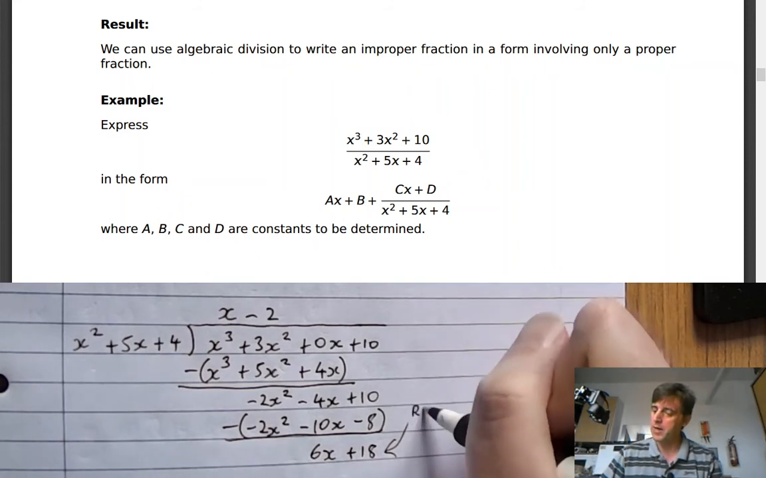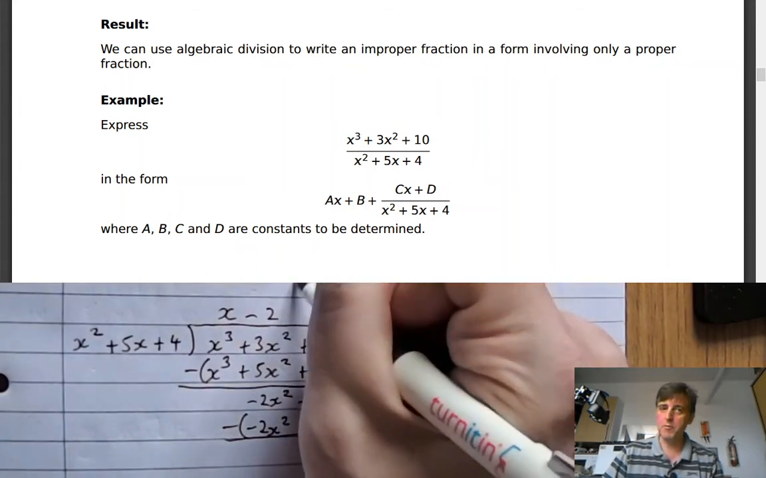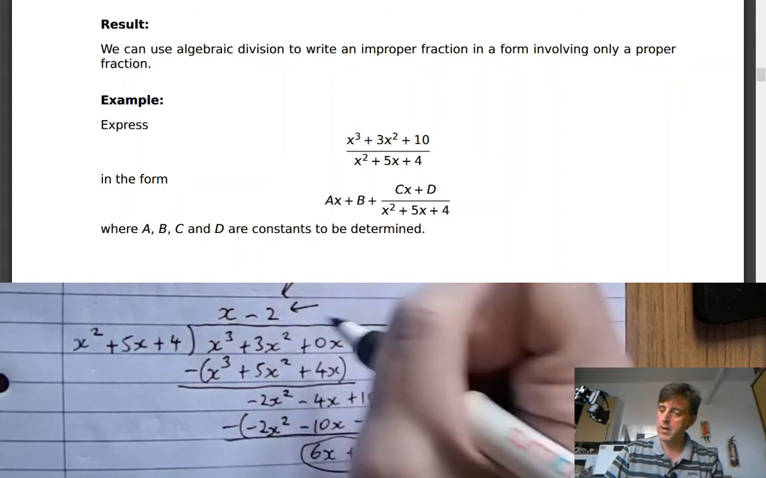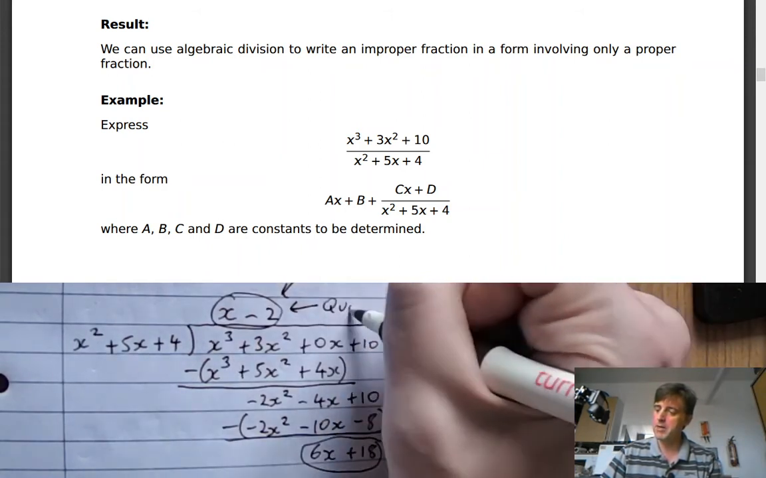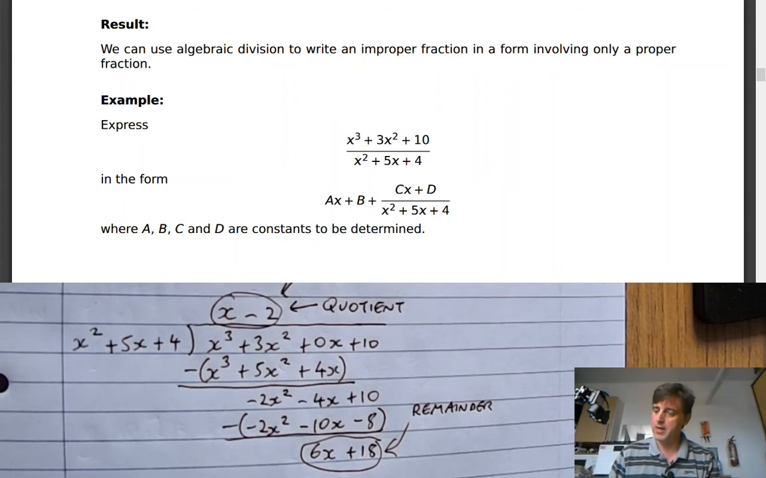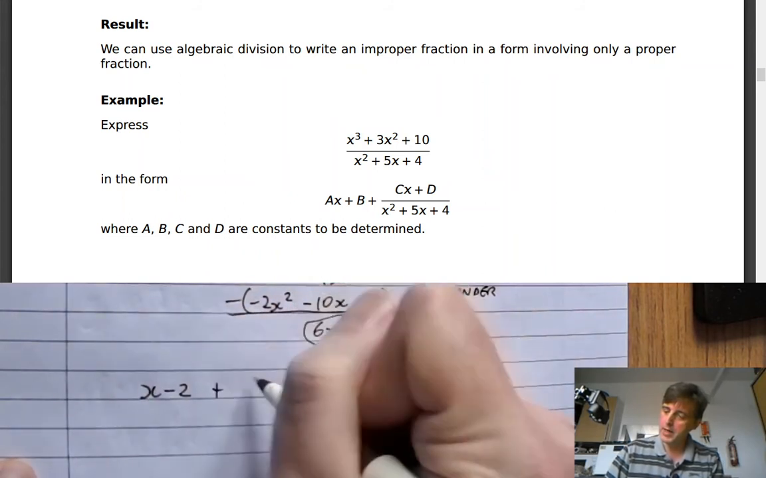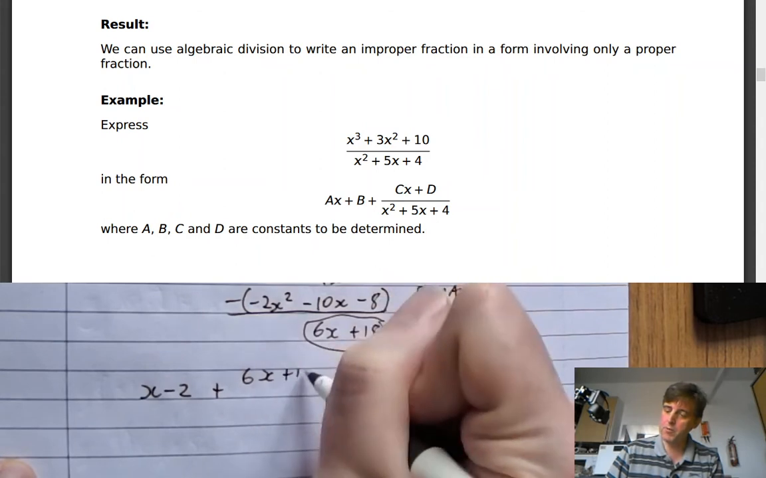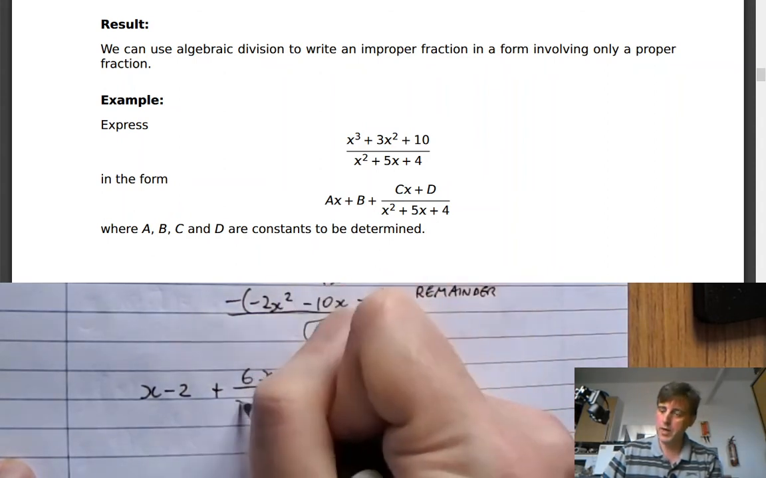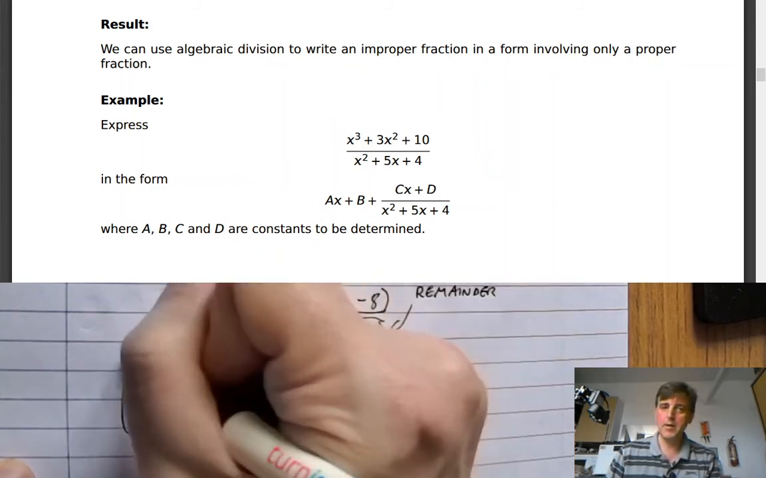So I've got a remainder here of 6x plus 18, and I've got my answer up here. x minus 2 is what I call my quotient. So hopefully you remember those words. But it means that I can write my answer to the fraction in this form. So my quotient was x minus 2, but I still had 6x plus 18 as the remainder, which still had to be divided by the x squared plus 5x plus 4. And there is my answer.